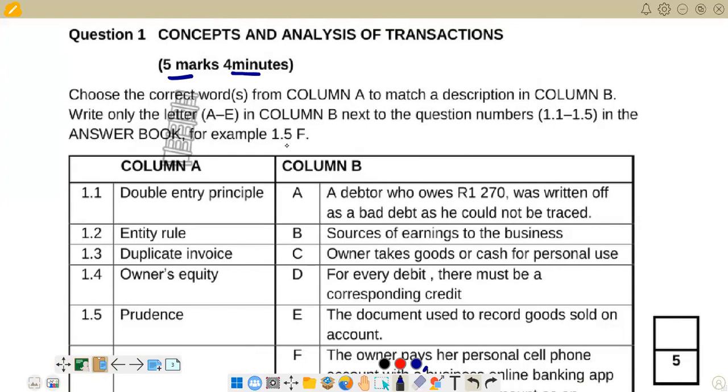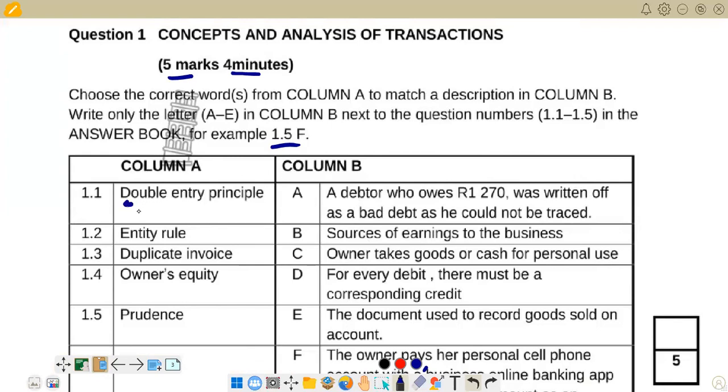For example, 1.5, and then you write the letter in front of the number, which is F here. So this is the example that you are given. The first term that we have on 1.1 is double entry principle. We are going to look for the description that matches double entry principle, which describes the double effect on a transaction. Remember, when a transaction takes place in a business, it's recorded twice in the books of accounts.